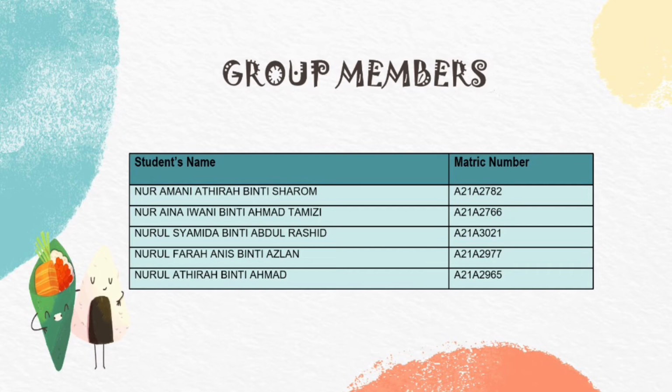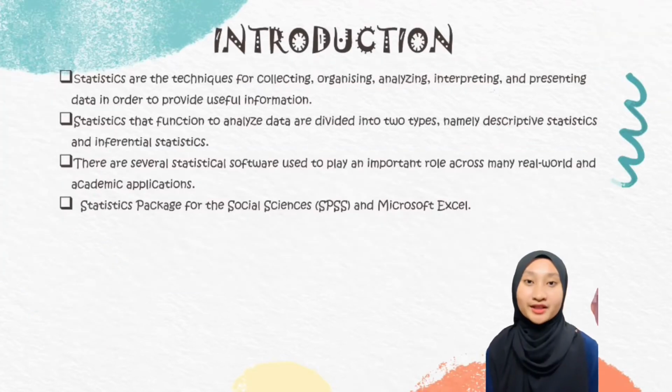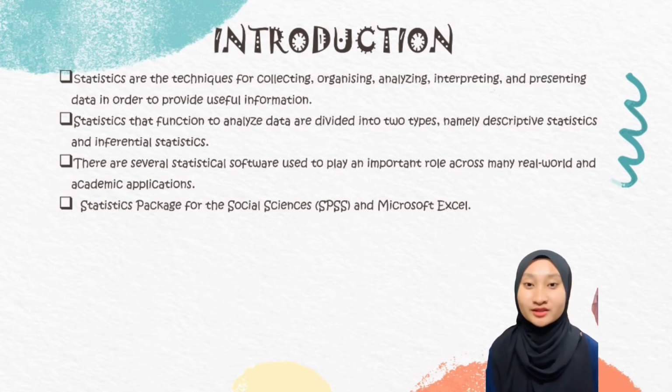This is my group members. My name is Nu'aina Iwani binti Ahmad Tamizi. My metric number is A21A2766. My group member's name is Nur Amani Atira binti Syahrul and her metric number is A21A2782. Nur Shamida binti Abdul Rashid and her metric number is A21A3021. Nur Farahanis binti Azlan and her metric number is A21A2977. And last but not least, Nur Atirah binti Ahmad and her metric number is A21A2965. My name is Nur Shamida binti Abdul Rashid. My matric number is A21A3021.